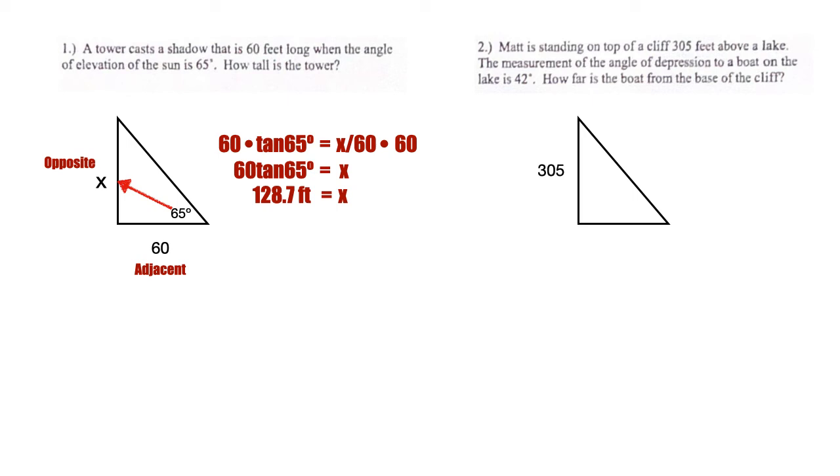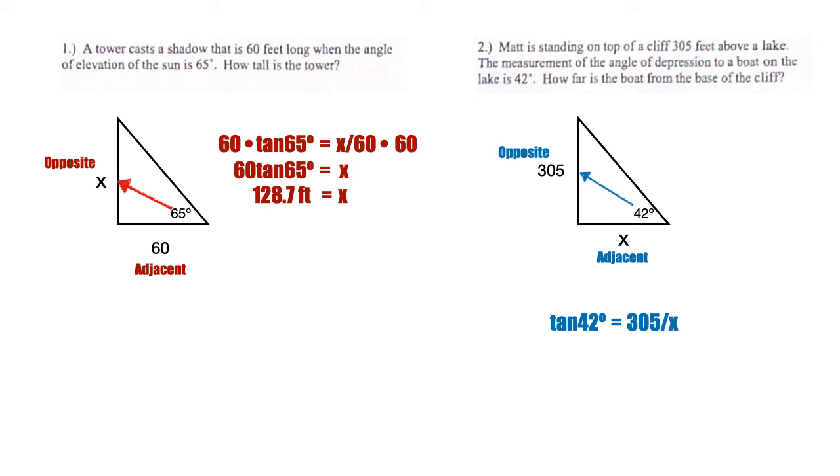So that's going to be the 305. And the angle of depression, anytime we have the angle again, we put it in the bottom corner, so that's 42 degrees. And we want to find how far the boat is from the base of the cliff. So that's going to be that bottom. So that's what we're going to find. So from 42, 305 is directly across from it, making it the opposite side. X is the adjacent, and we know that is tangent. So we have tangent of 42 equals 305 over x.